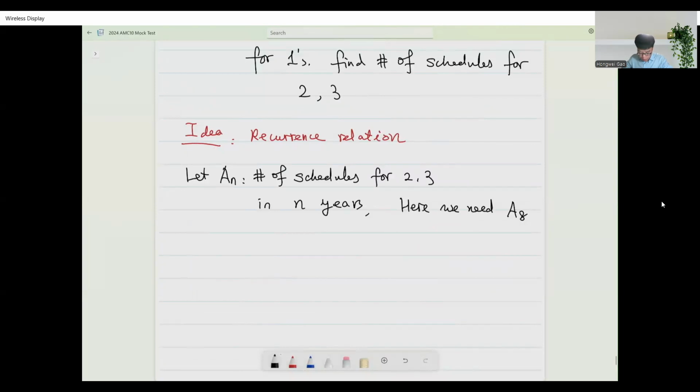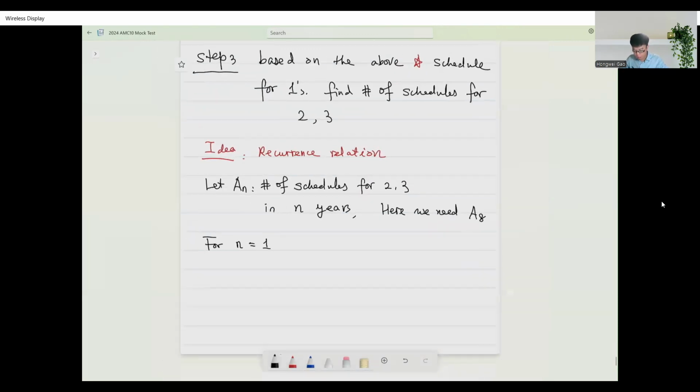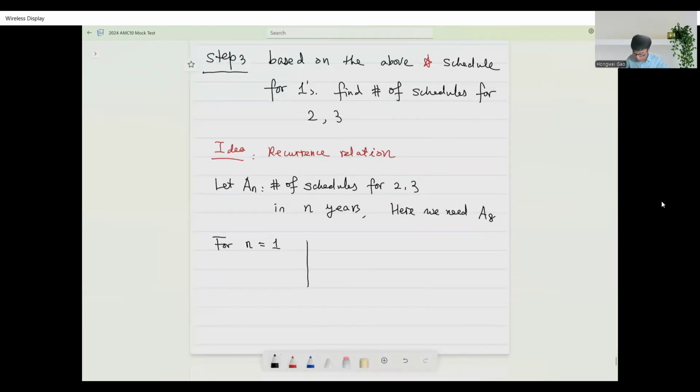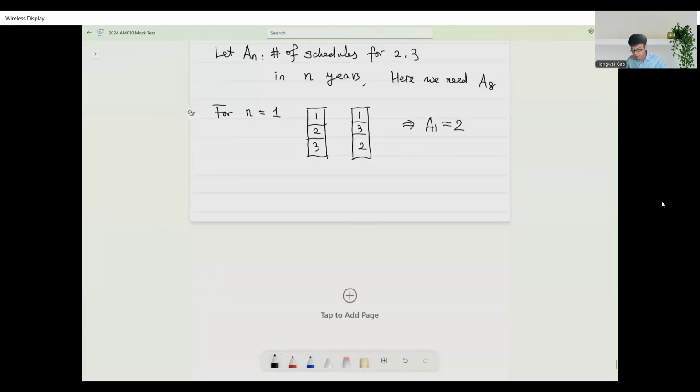Now for recurrence relation, we first consider small n's. For n to be 1, that is just 1 year. Based on the above schedule, we have 1 on the top. So 2 and 3 will have 2 ways to schedule. Either 1, 2, 3 or 1, 3, 2. That just implies A1 equals 2. Next, let's consider A2. That is, for 2 years, how many ways we can schedule 2 and 3?